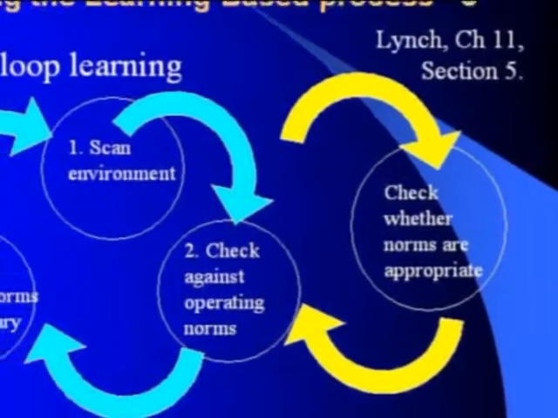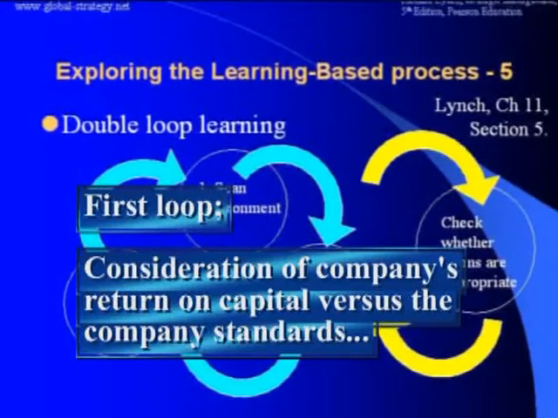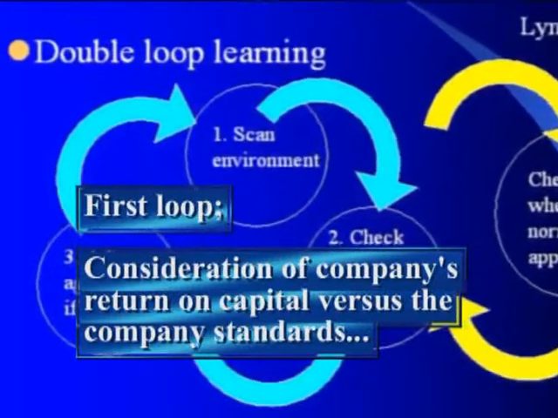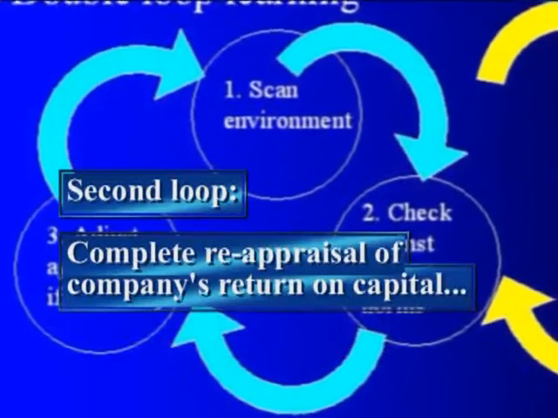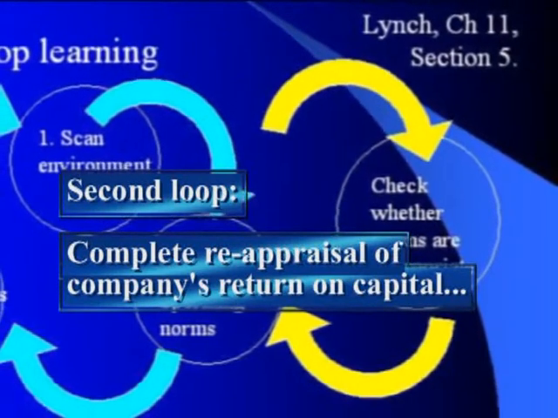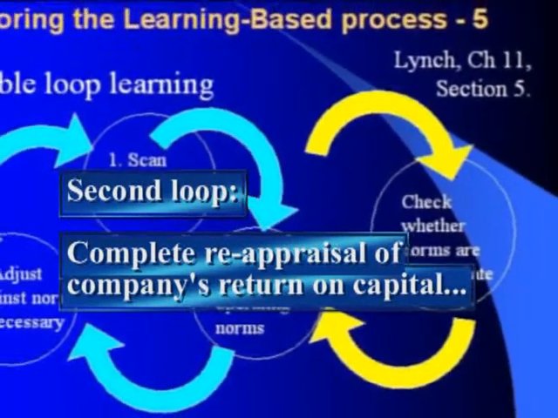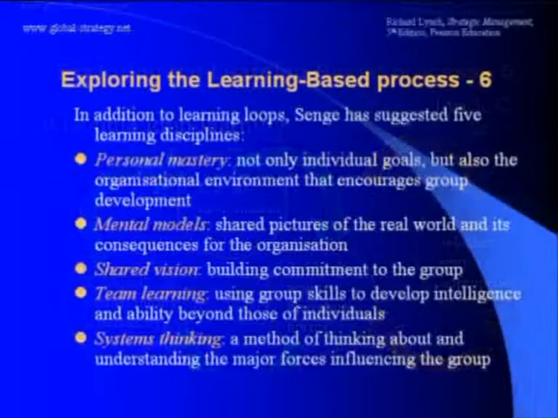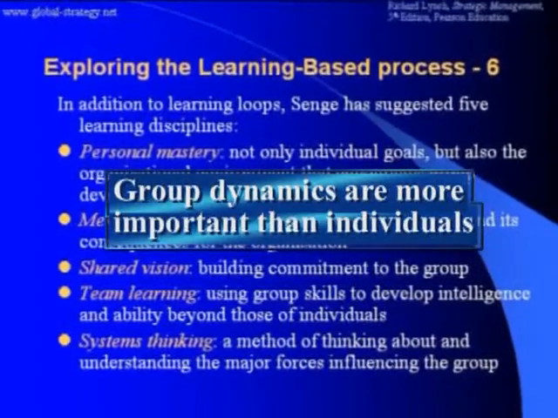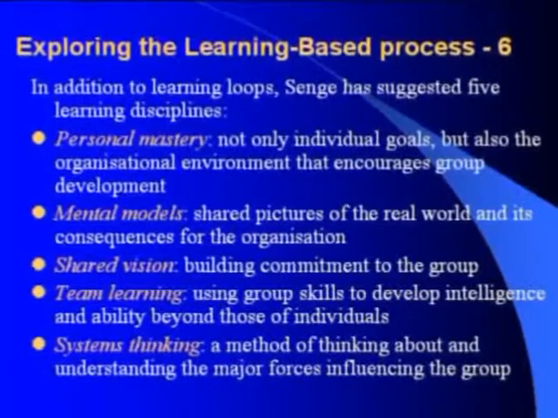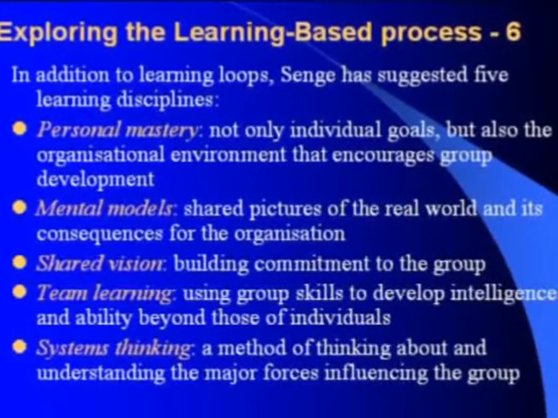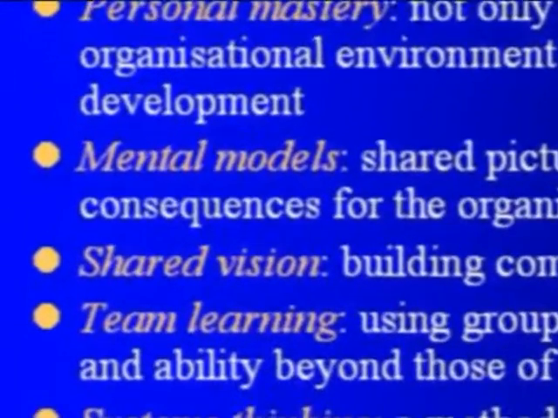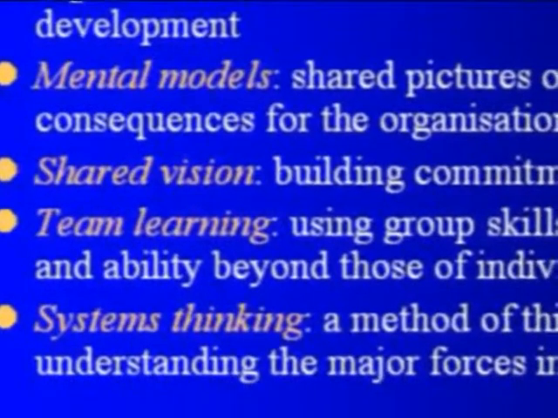For example, the first loop might consist of a simple consideration of return on capital versus the company's standards. The second loop might consist of a complete reappraisal of return on capital in a company because of the world economic downturn. In learning strategy, group dynamics are more important than individuals in developing new experimental strategies, and there are five principles to group learning: personal mastery, group mental models, shared vision, team learning, and systems thinking.